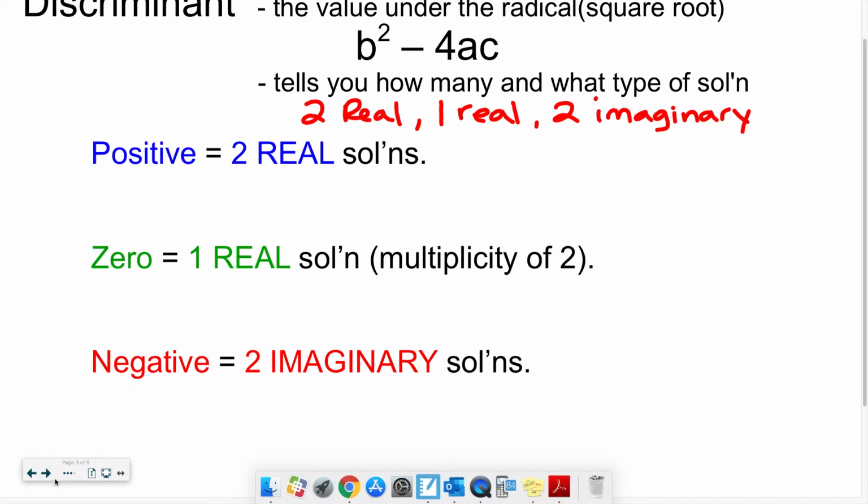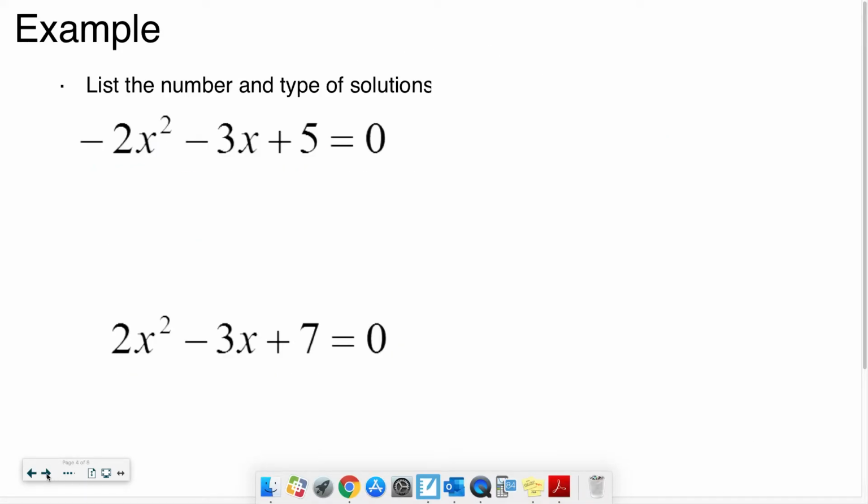Now let's get to some examples. Let's list the number and the type of solutions. We're going to start with negative 2x squared minus 3x plus 5 equals 0. Notice I don't need to know what the solutions actually are. I just need to know how many and what type I have. So I'm going to use my discriminant, which is b squared minus 4ac.